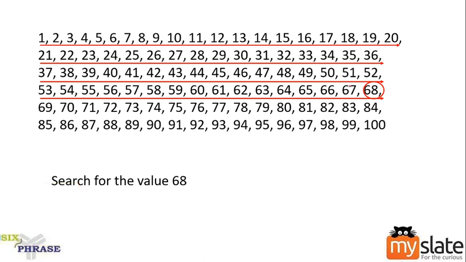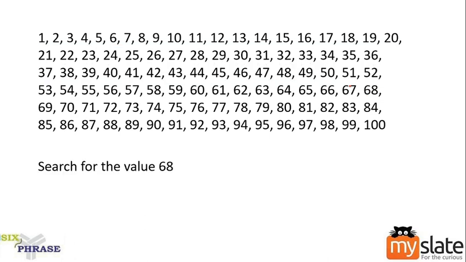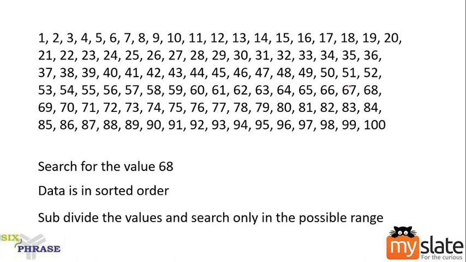But what we'll do this time is, we know that input is in sorted order. Yes, if your input is in sorted order, don't search through the entire range. Subdivide the range and search only in the possible range. That is what I'm going to do now. I'm going to subdivide this range. So how does it work? Take a look at it.